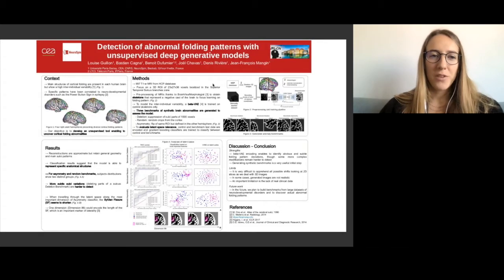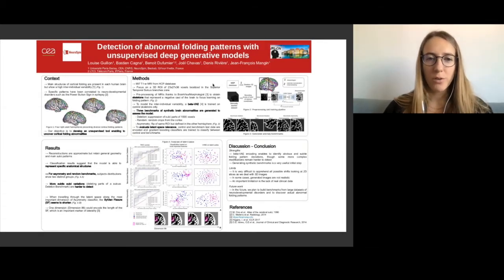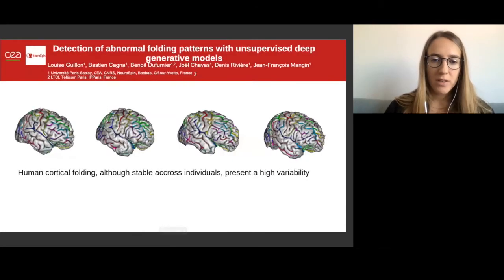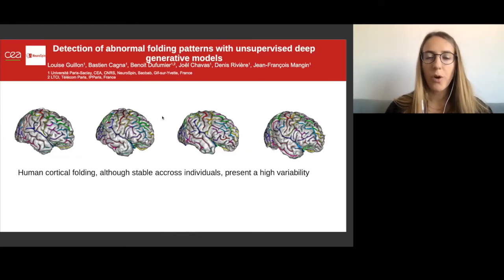Hi, I'm going to present you very briefly our work on the detection of abnormal folding patterns with unsupervised deep generative models. The human brain is folded, as we can see on these 4 pictures. There is a stability in terms of folding and sulci, but also a high inter-individual variability. Some specific patterns have been correlated to neurodevelopmental disorders, such as epilepsy or autism.